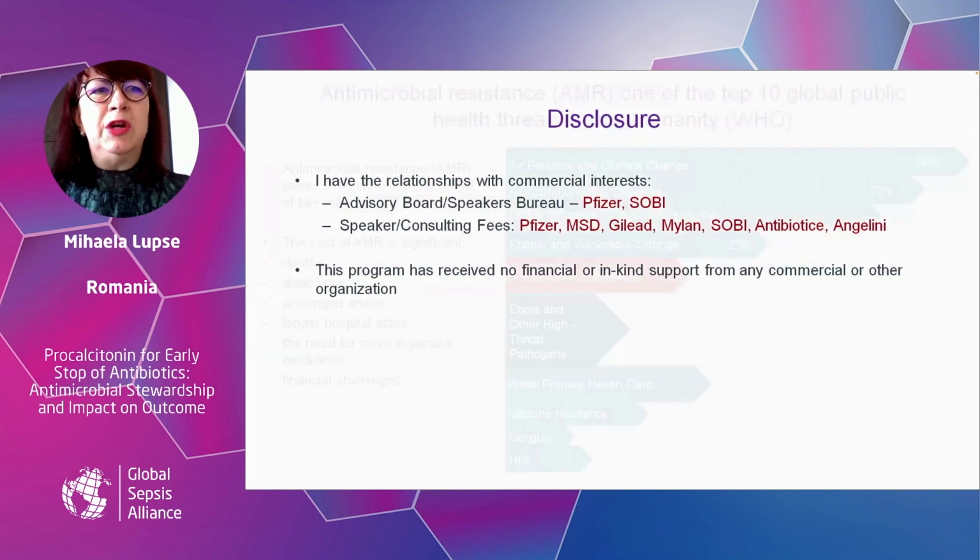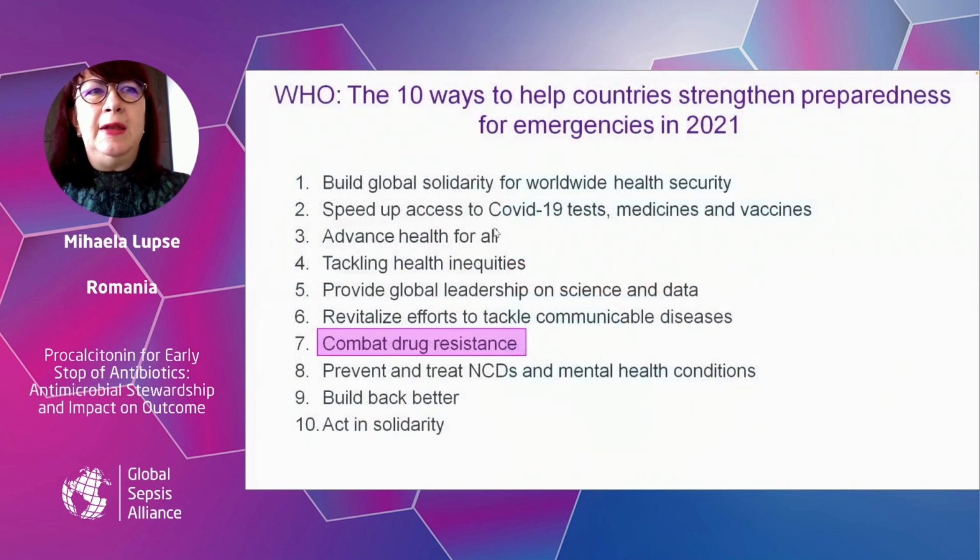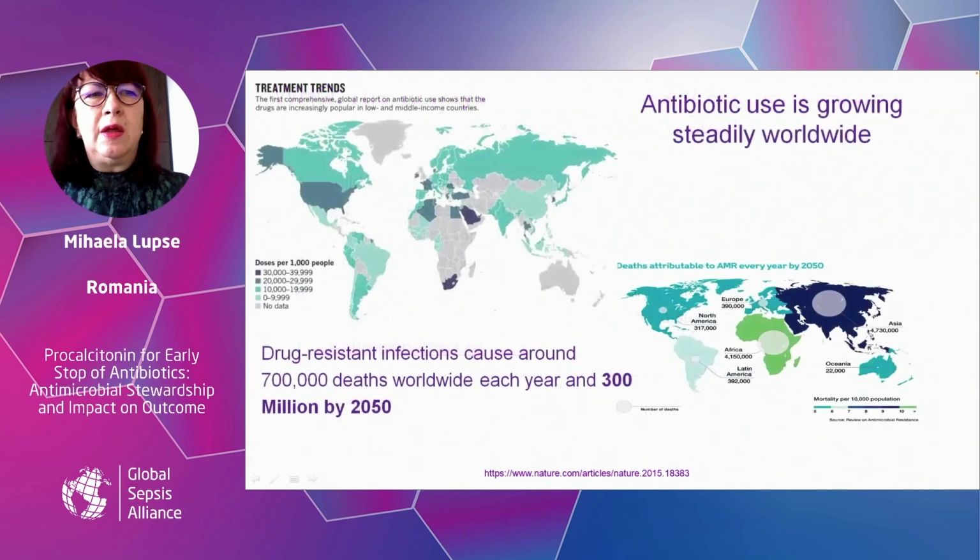Here are my disclosures. Antimicrobial resistance is one of the top 10 health threats facing humanity, and is responsible for important deaths, disabilities, prolonged illness, longer hospital stays, need for more expensive medicine, and financial challenges. The World Health Organization said that one way to help countries strengthen preparedness for emergencies in 2021 is to combat drug resistance. Drug-resistant infections cause around 700,000 deaths worldwide each year, and we expect that by 2050 there will be 300 million deaths.